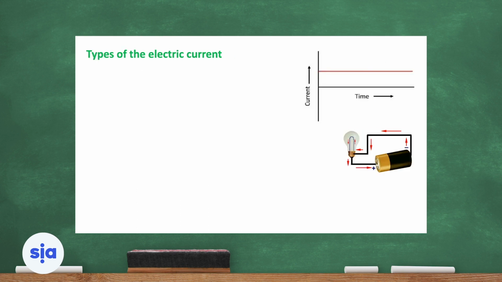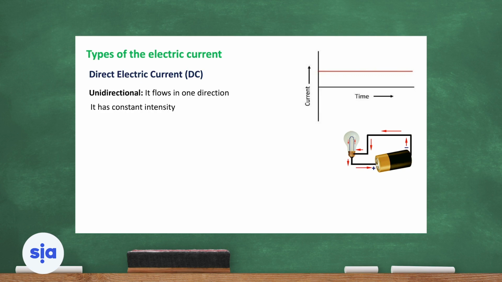Types of the electric current. We have direct electric current, as we said before. It's unidirectional. It flows in one direction. If you can see here, this current is flowing in just one direction. Here also, the current is flowing in one direction. This is called direct electric current, and it has constant intensity.